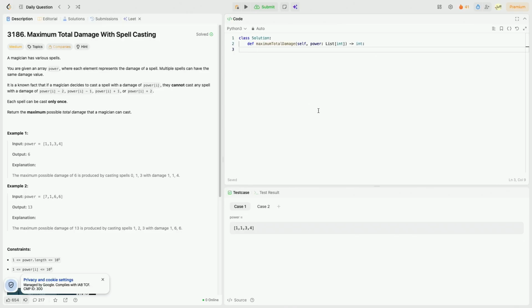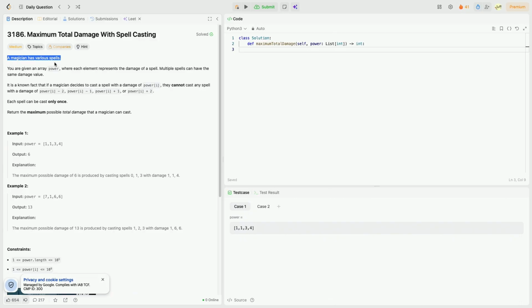Today we're looking at LeetCode 3186, maximum total damage with spellcasting. It's a medium problem and it's a one-dimensional dynamic programming problem. And you will find that it's actually quite straightforward to solve if you know a little bit about one-dimensional dynamic programming questions. So without further ado, let's just get into it.